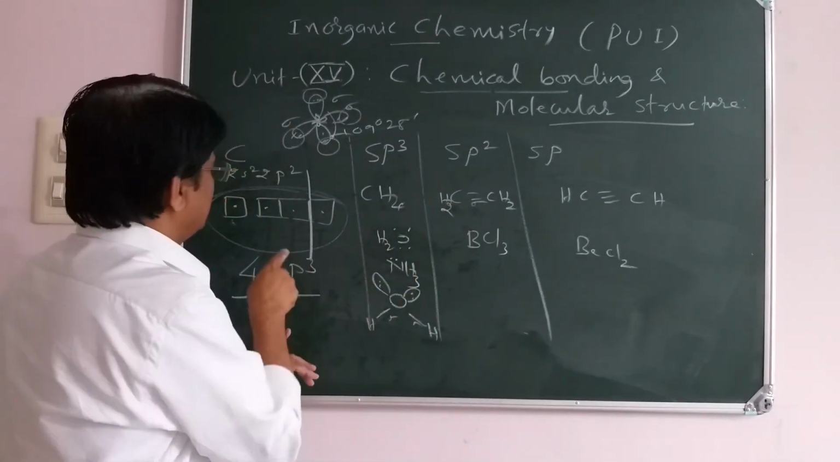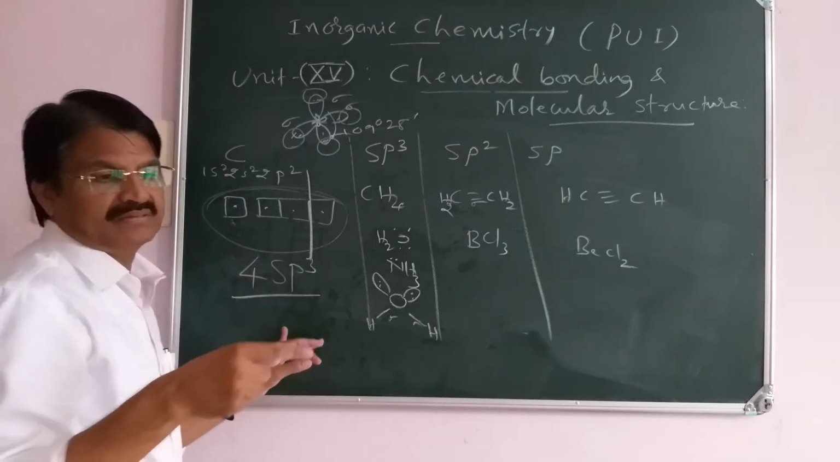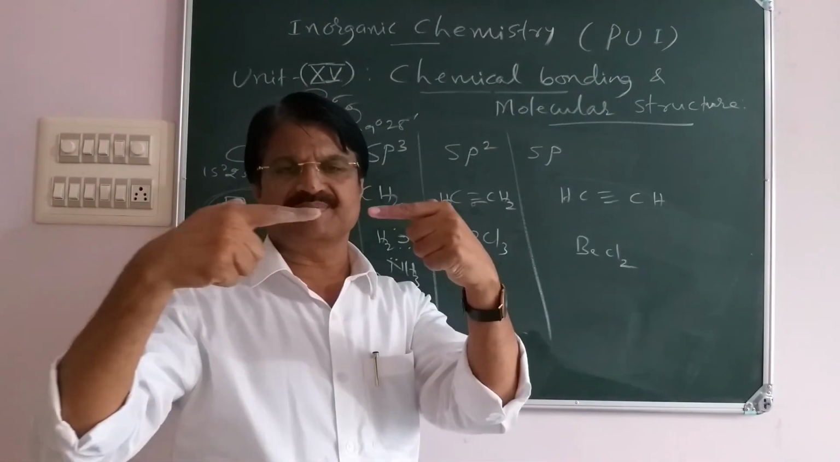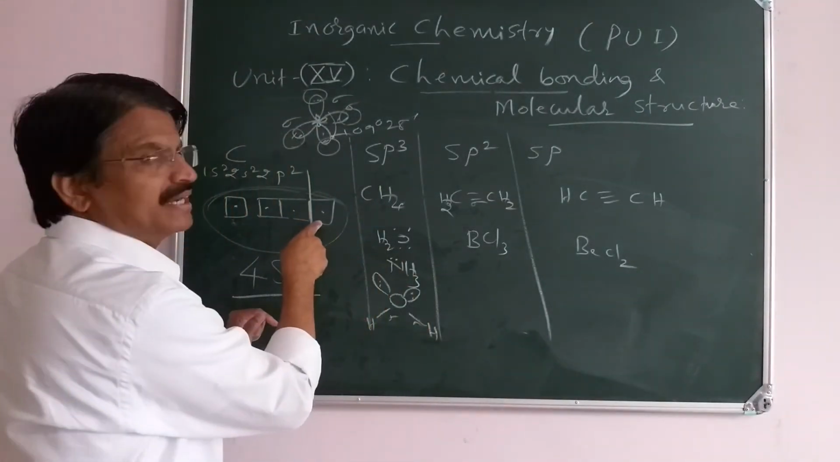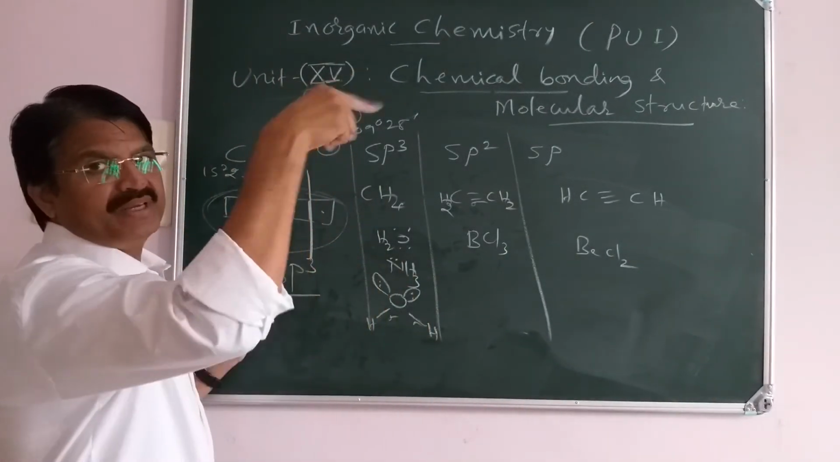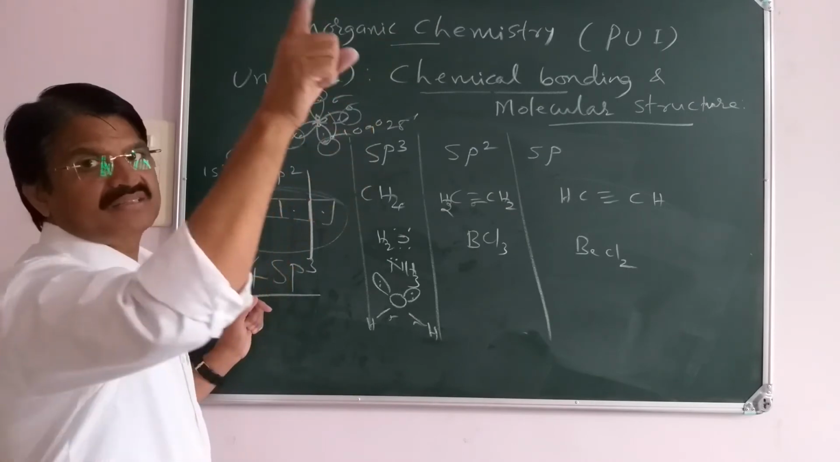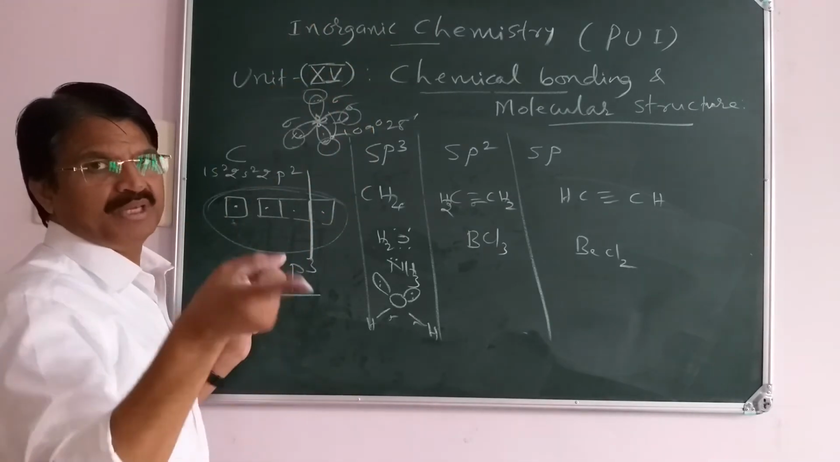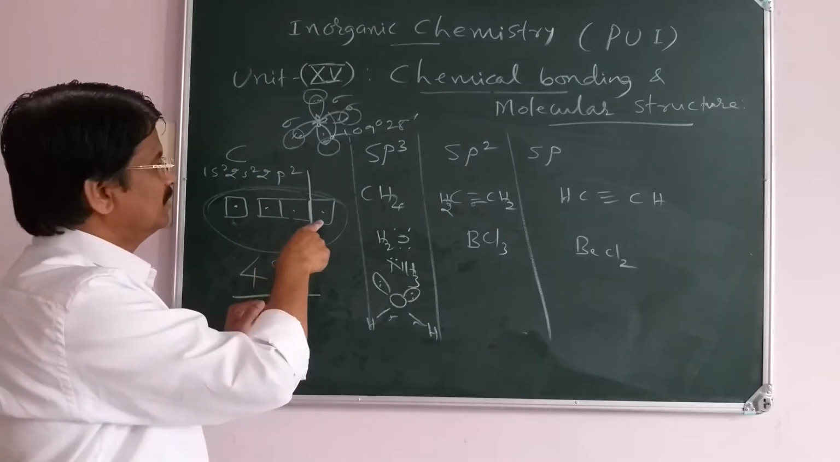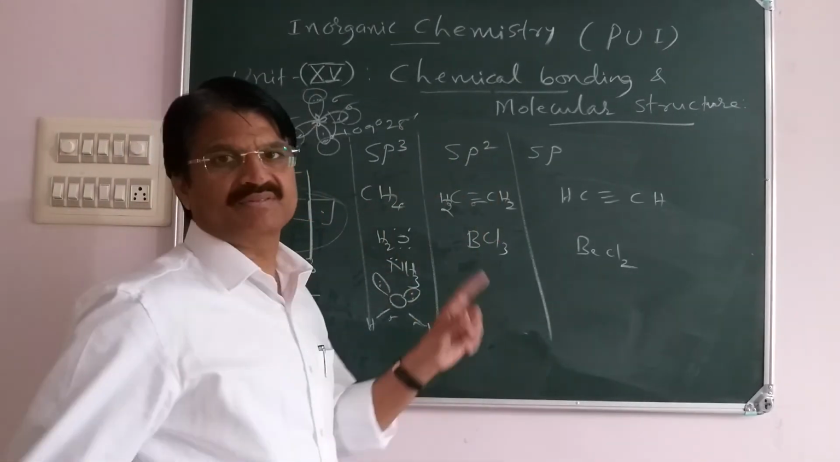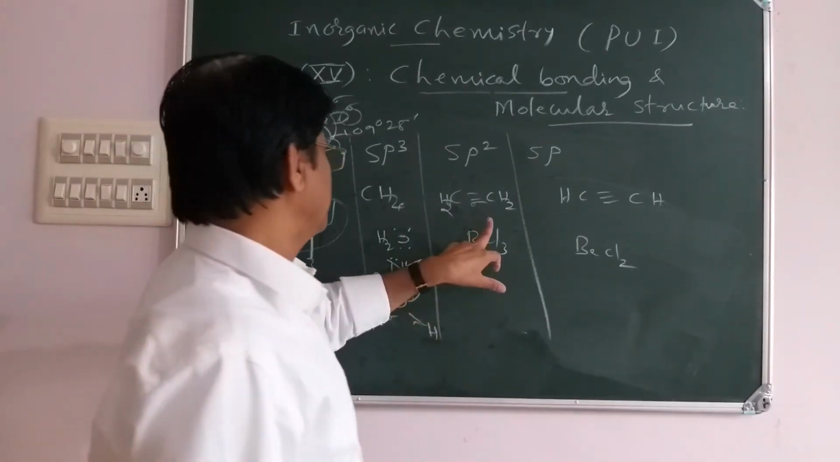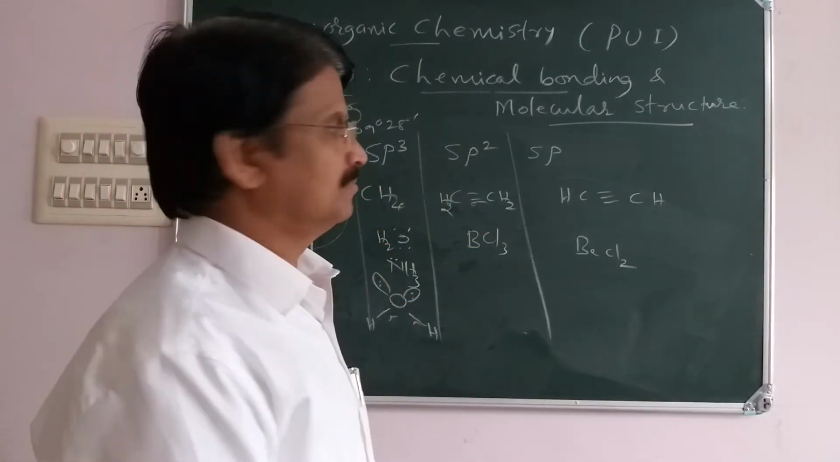Therefore, hybridized orbitals overlap along their axis. Unhybridized orbitals like px or py, then px s overlap, py s overlap, they can form a sigma bond. So I told you here the sigma bond and pi bond formation.